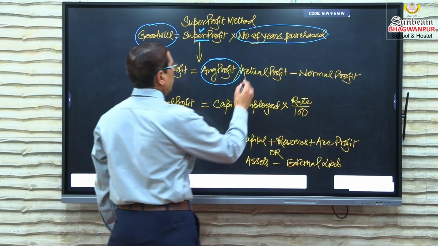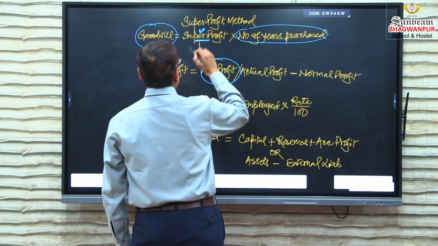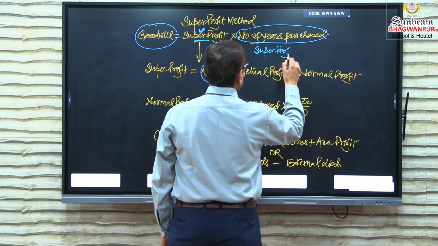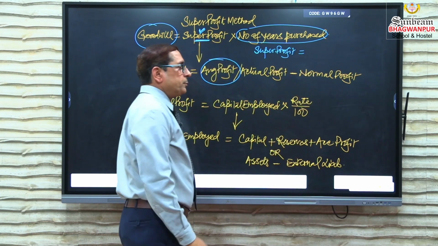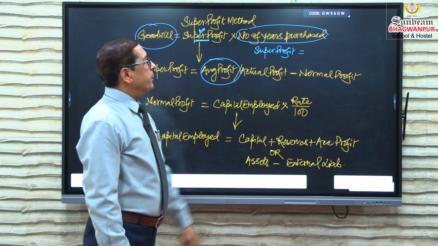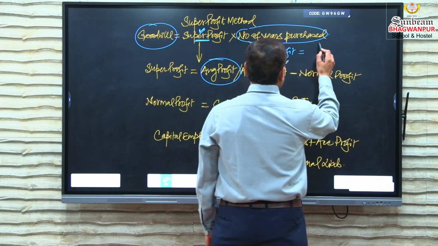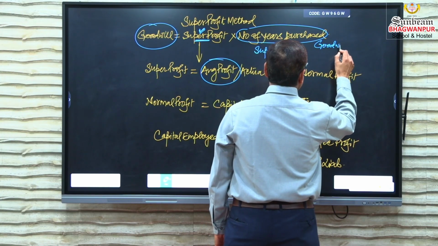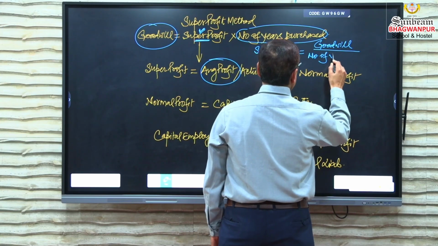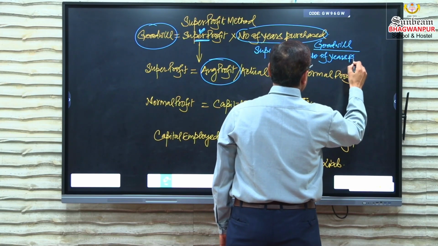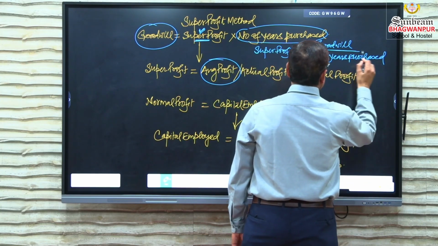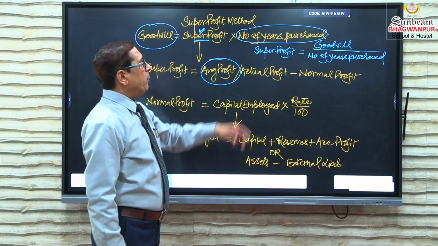From this, you can easily find out the super profit. Super profit is equal to what? Goodwill divided by number of years purchased. Goodwill upon number of years purchased. This is the super profit you will get.